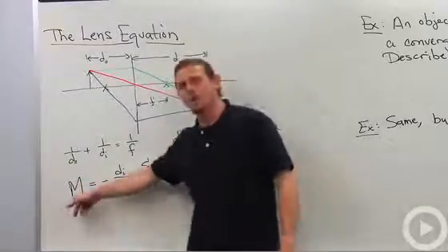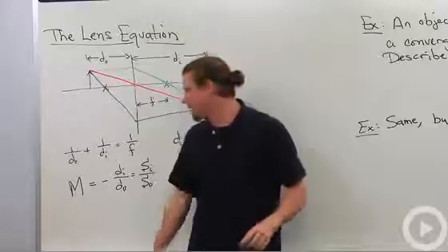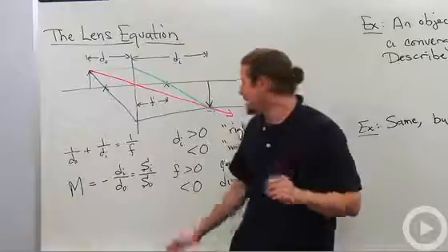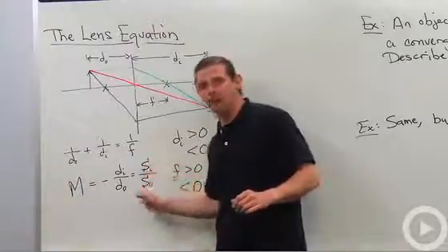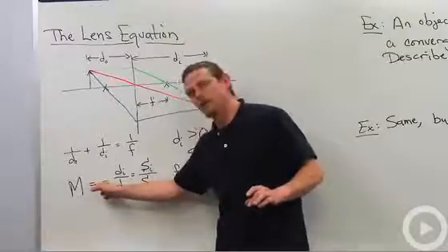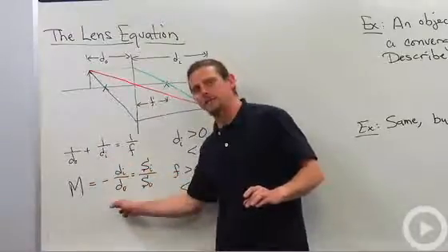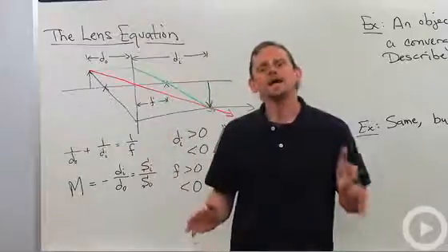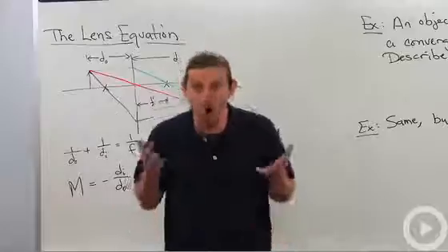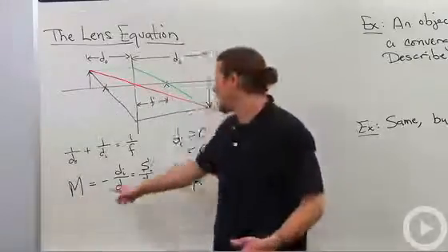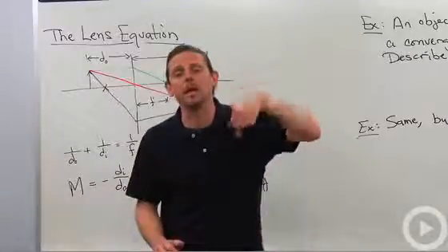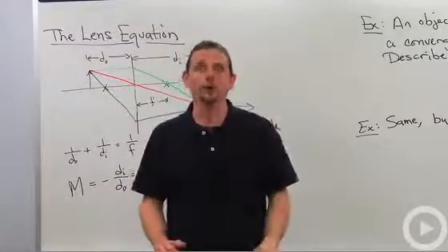Now, we can also pull out of this a quantitative description of the magnification of the object. Magnification is defined as the size of the image divided by the size of the object. And it's also given by negative distance of the image over distance of the object. So what that indicates is that if the distance of the image is positive, which means that the image is on the correct side, then the magnification will be negative. And that means that real images must be inverted if you're only using one lens.